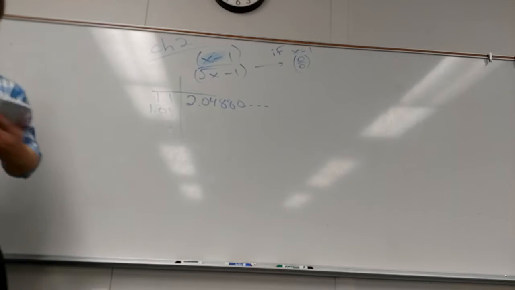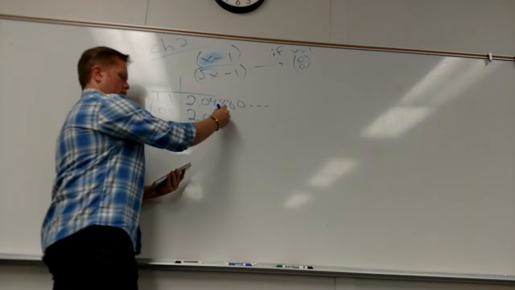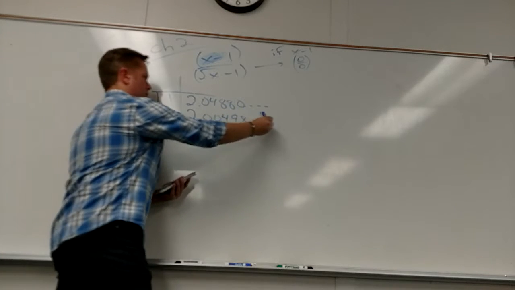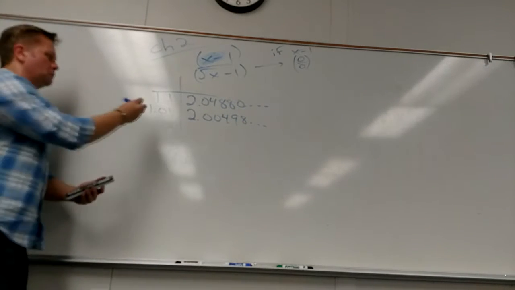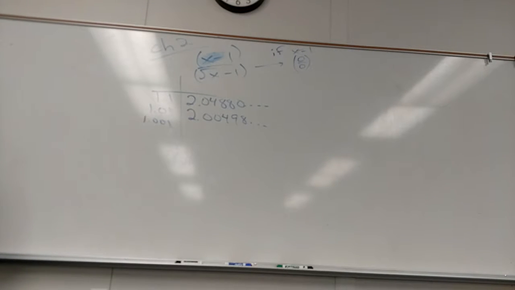This will be very interesting. So what do you guys get? 2.0019, blah, blah, blah. So if I did 1.001, could you give an estimate of what it's going to come out to be? Probably, right? That seems to be a pattern developing. I can't guess yet.